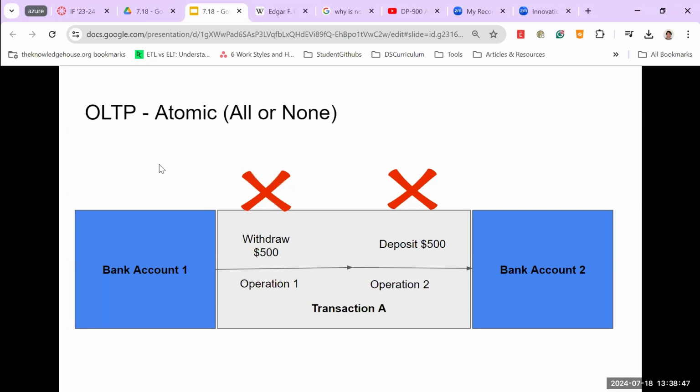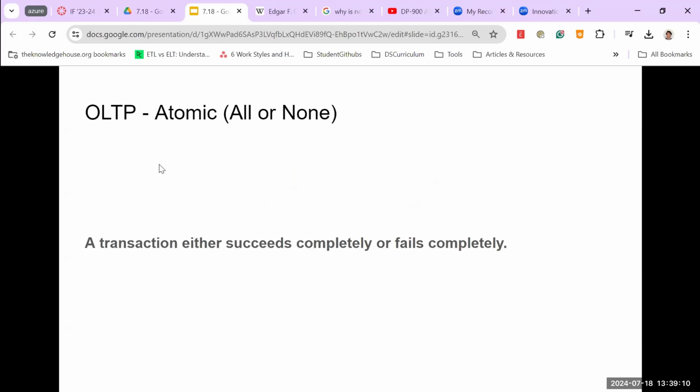So for that reason, atomicity says if one operation fails, if anything fails at all, the operations fail. So essentially, what happens here, everyone, is basically the entire transaction does not get evaluated, does not get executed. So it's as if nothing happened at all. And that is what we call atomicity. A transaction either succeeds completely or fails completely. There are no half measures.